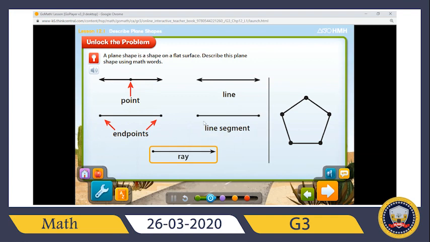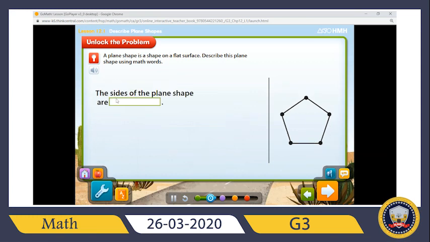A line segment is also straight, is part of a line, and has two endpoints. A ray is also straight. There is only one endpoint and the other one goes on forever. It's continuous on one side. So right now let's check my shape. What you can see here: line, line segment, or ray, which one is it? It will be a line segment, right? Because it has two endpoints.